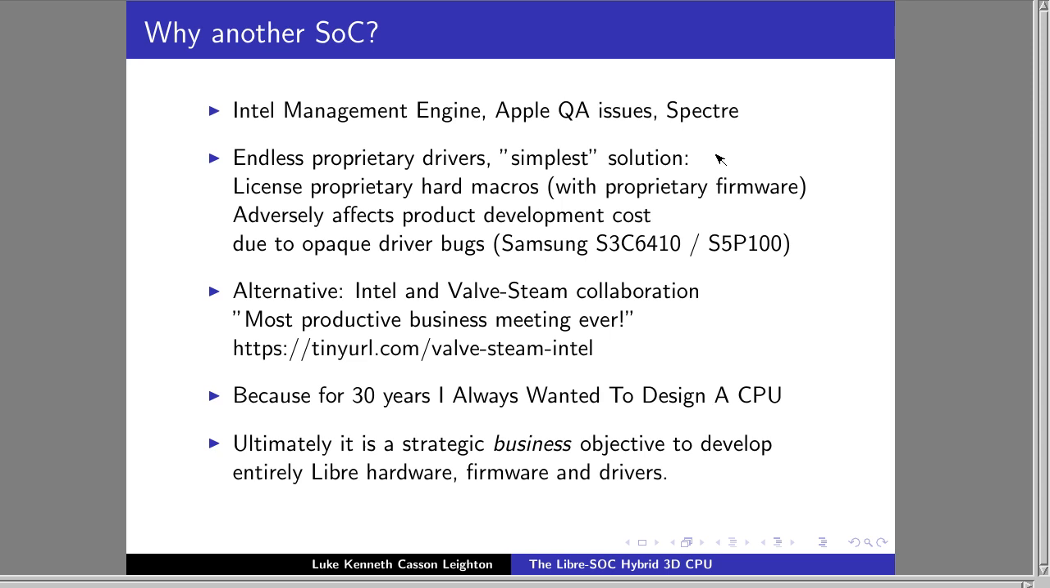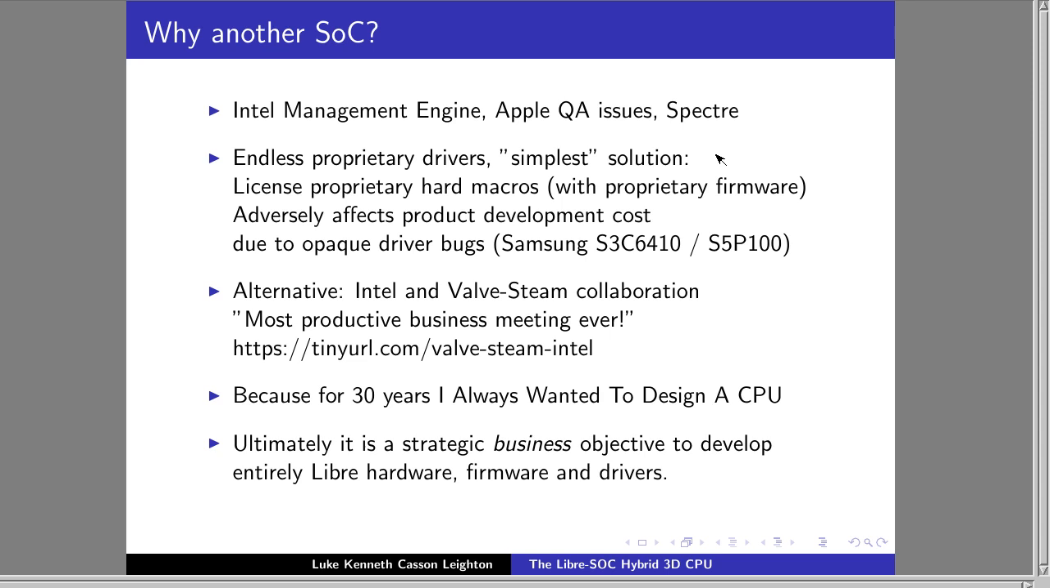These hard proprietary firmware adversely affect product development costs due to fake driver bugs, and this hit in particular with the Samsung S3C6410, which not very many people know of. It had its own GPU, and if you called the OpenGL initialization functions in exactly the right order, there was no problem. If, however, your Android application happened to call these functions in a different order, you got a seg fault, and there's no explanation as to why, right? And investigating that is flat out impossible. You can't do it because you don't have the source code.